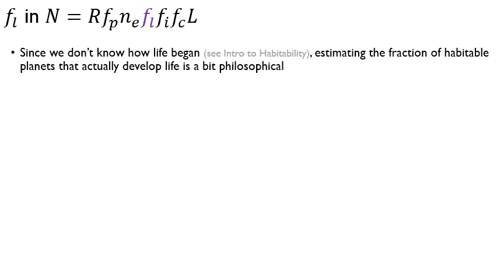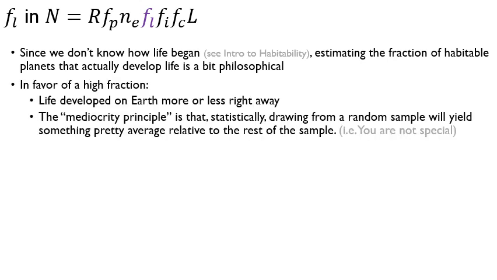Now we move into the territory of getting into philosophy a bit. So of those potentially habitable planets, what's the fraction that actually develops life? We can think of arguments in favor of a high fraction. Life on Earth developed within the first couple hundred million years, or at least within the first billion years. We talked about that in the introduction to solar system life. That would suggest that since life developed pretty much right after conditions were favorable for it, it should be pretty common if you have the right ingredients.